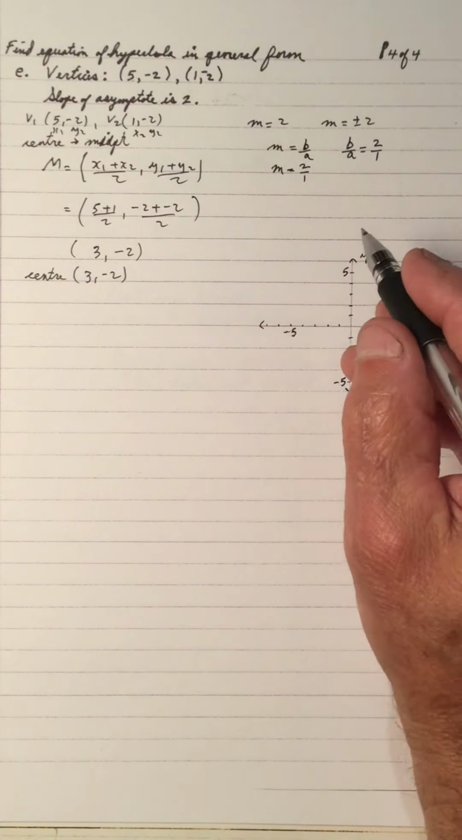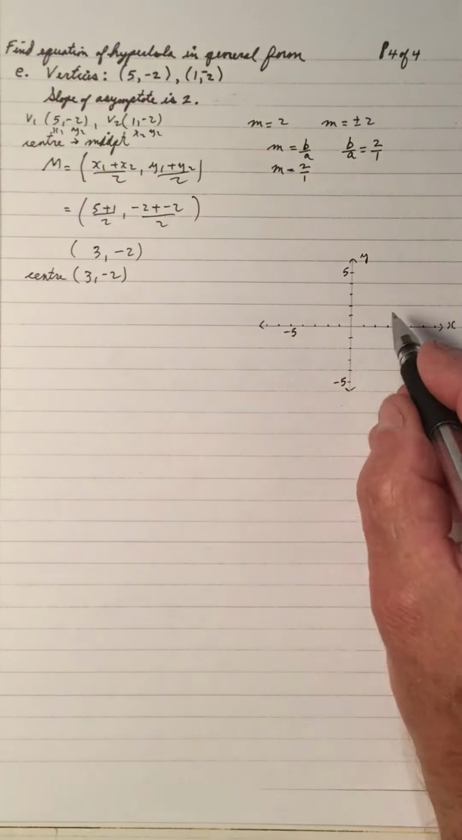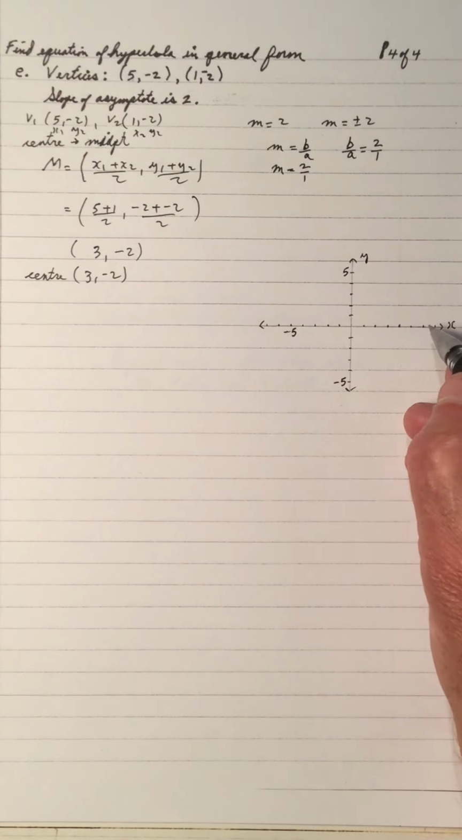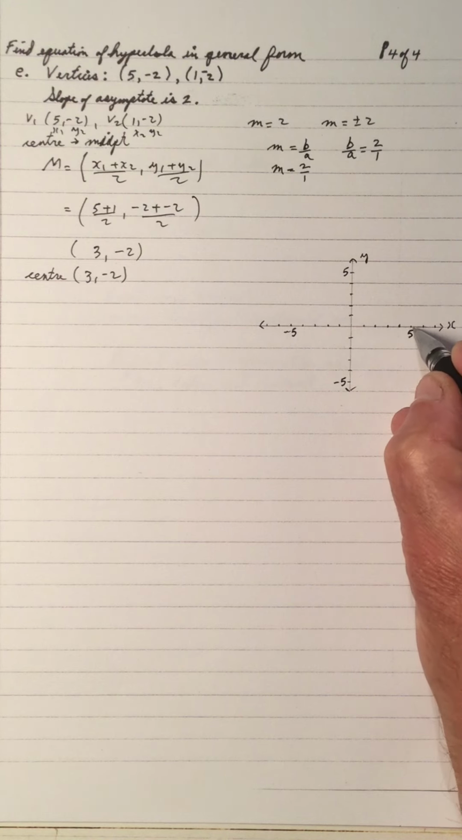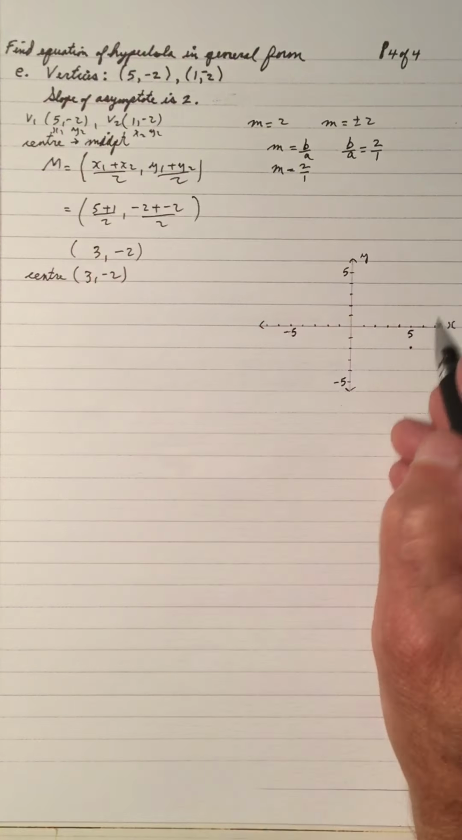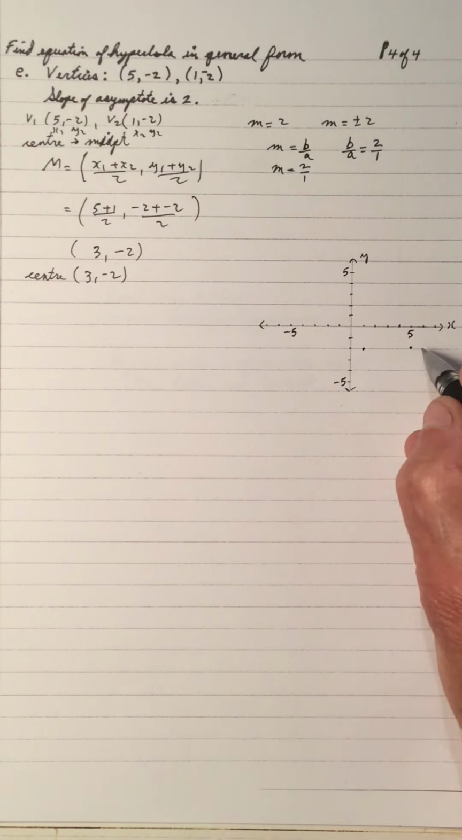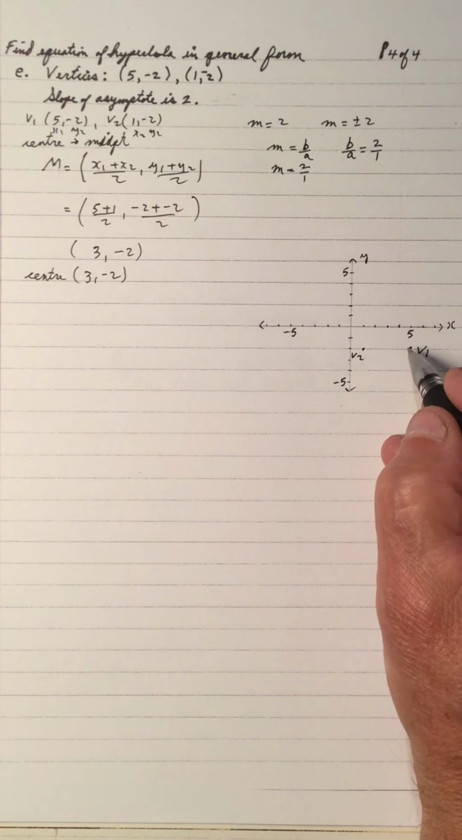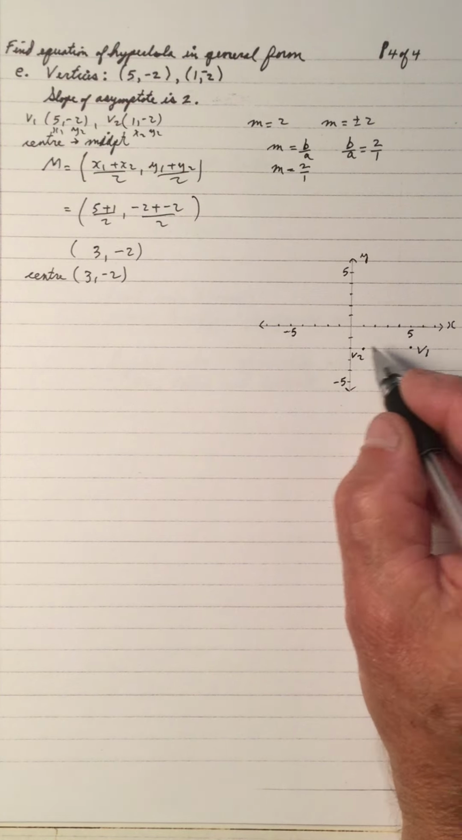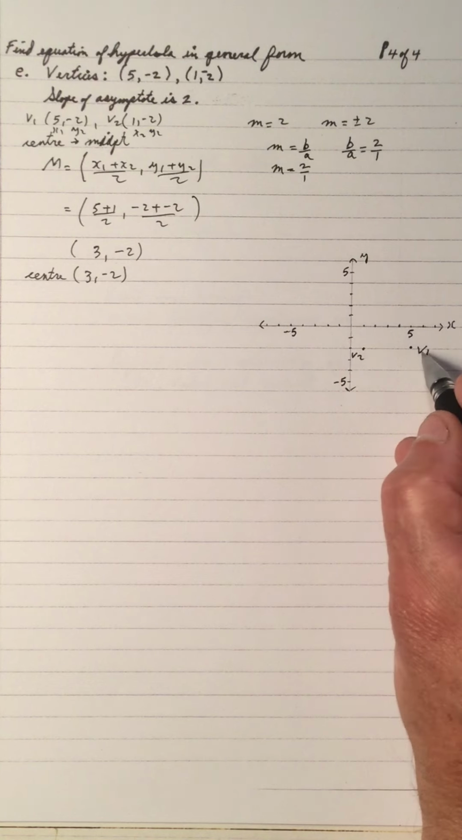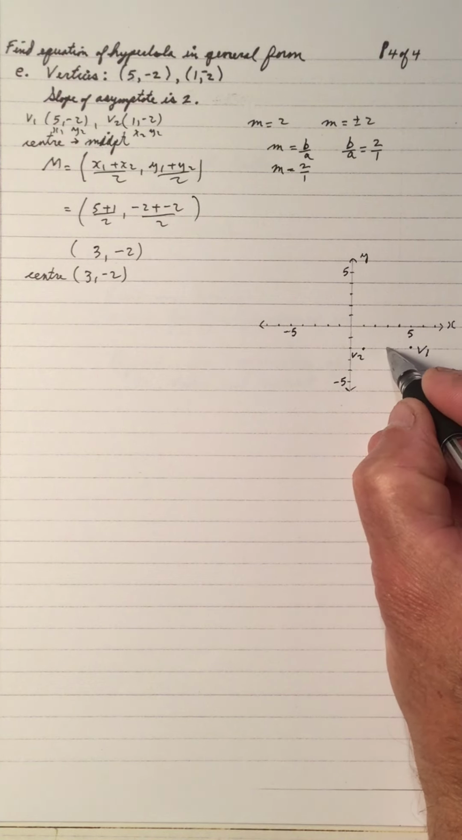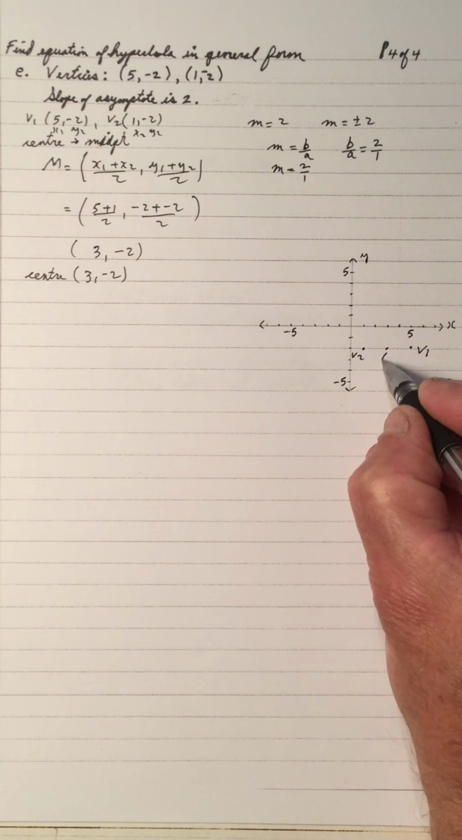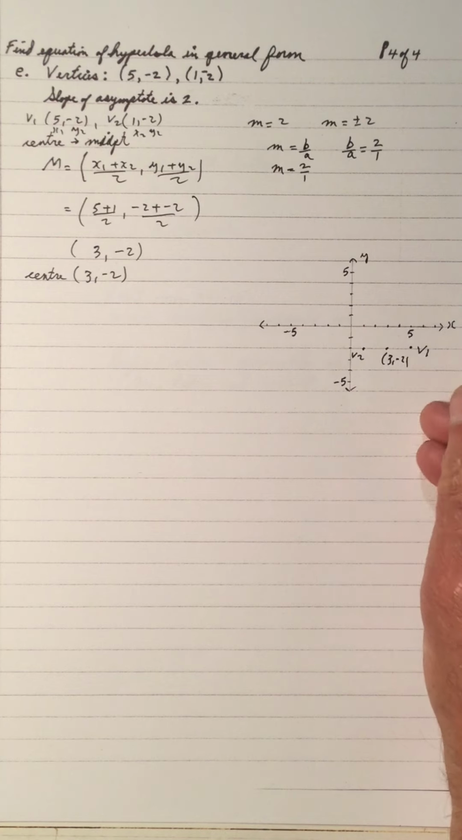But let's look at the vertices. We have the vertices at 5, negative 2 and 1, negative 2. These are the vertices, V1 and V2. The vertices are on the transverse axis, so the midpoint of that is the center. So the center is 3, negative 2.